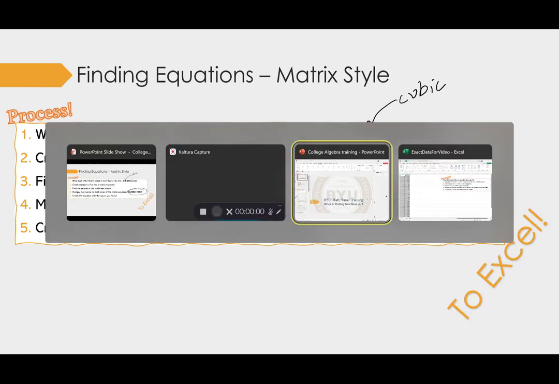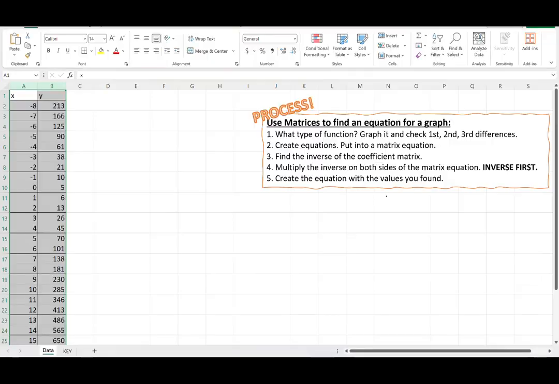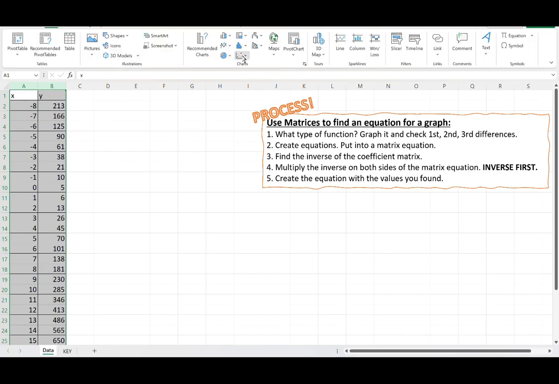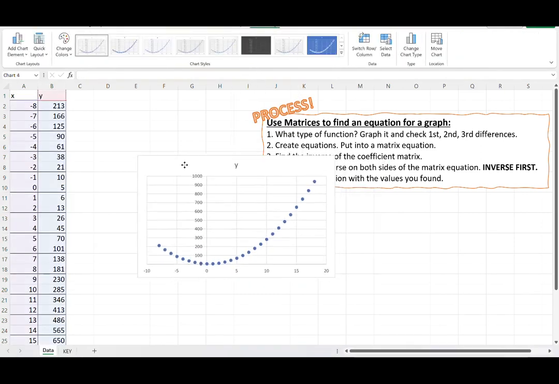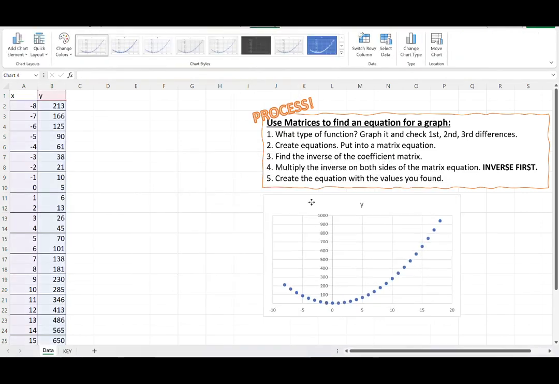Let me switch over. Here we are in Excel. Okay, so the process is still here for you to refer back to. First, we're going to decide which of these functions is here. So I have that selected. I'm going to go ahead and insert a chart, a scatter plot. Oh, well, that is definitely looking like a parabola, looking quadratic, but we can, of course, check our differences.